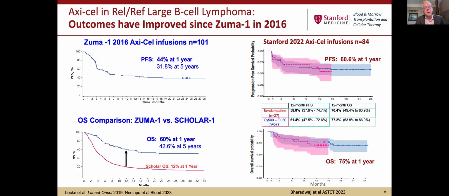You notice that the 1-year progression-free survival in 2022 at our center was almost 61%, and overall survival was 75%. And this shows you how the same therapy, once physicians, nurses, and the teams learn how to use it more effectively, can become a much more effective therapy.